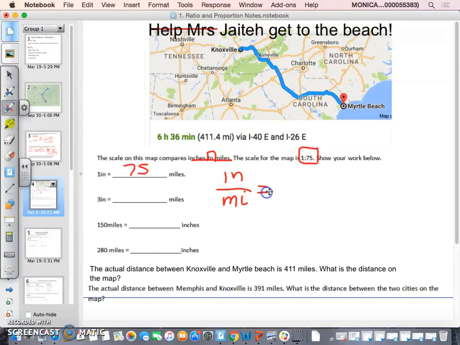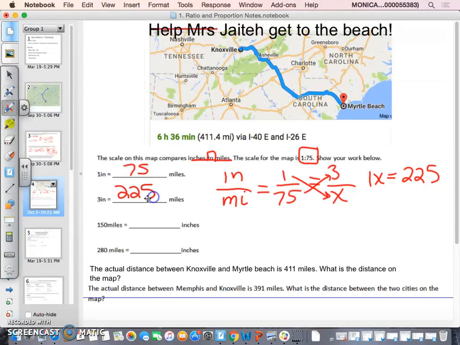And I'm going to try to figure out, knowing that 1 inch is 75 miles, that's my unit rate. I've got 3 inches, how many miles is that? So you can go ahead and work it out. You do your cross products. I'm sorry, 75 times 3 is 225. So in this case, 3 inches is equal to 225 miles.